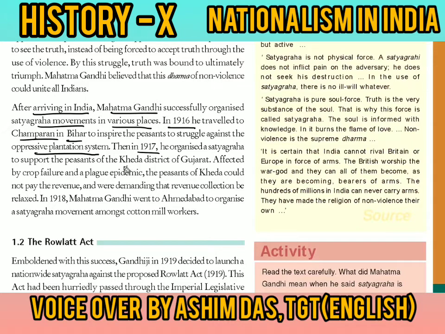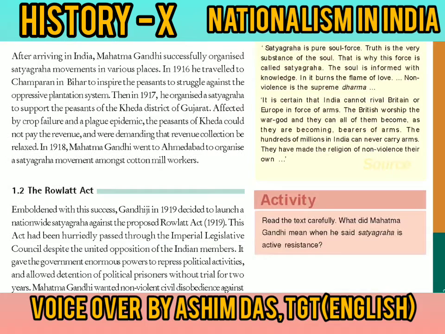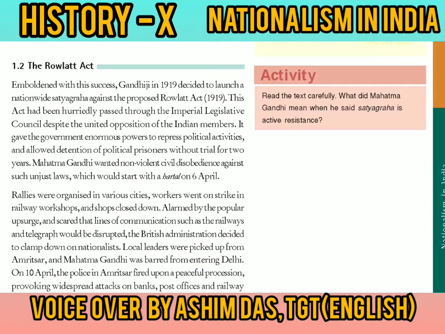In 1919, he traveled to Champaran in Bihar to inspire the peasants, or the farmers, to struggle against the oppressive plantation system. Then in the year 1917, he organized a satyagraha to support the peasants of the Kheda district of Gujarat. Affected by crop failure and a plague epidemic, the peasants of Kheda could not pay the revenue anymore, and they were demanding that the revenue collection be relaxed. Again in the year 1918, he went to Ahmedabad to help the mill workers there.